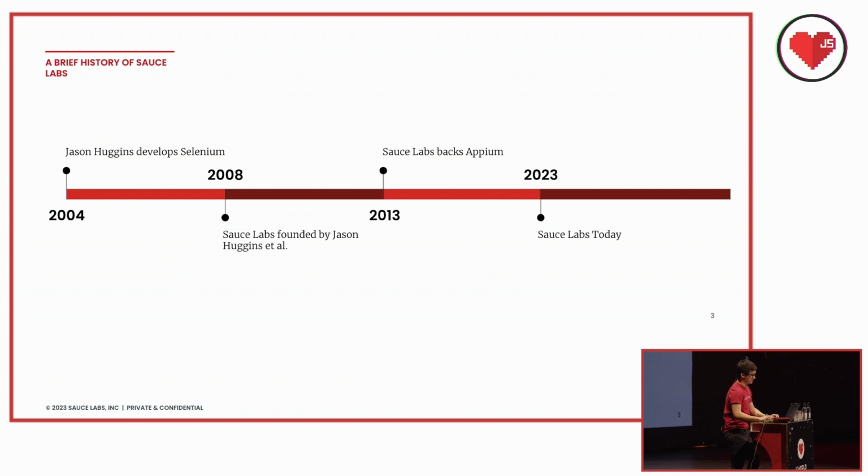But actually, a brief story of Source Labs, where we come from, what we do, because people have been wondering. When we talk about Source Labs, we have to start with Jason Huggins, who developed Selenium in 2004, quite a while ago. At that time, he was working at ThoughtWorks and needed a tool for browser automation. A couple of years later, 4 years, as we can see, he founded Source Labs in San Francisco with other people.